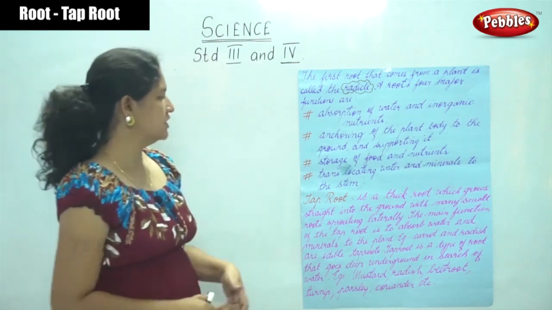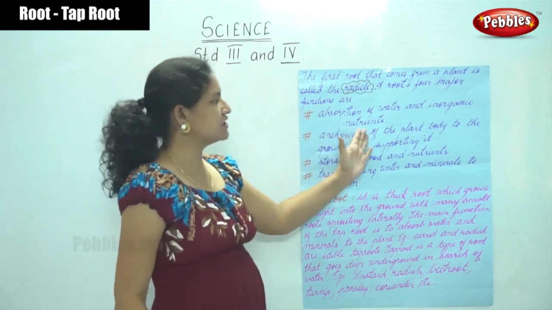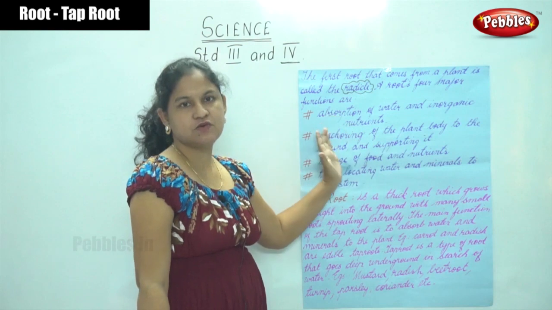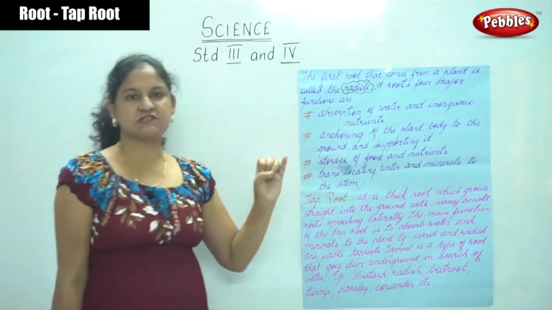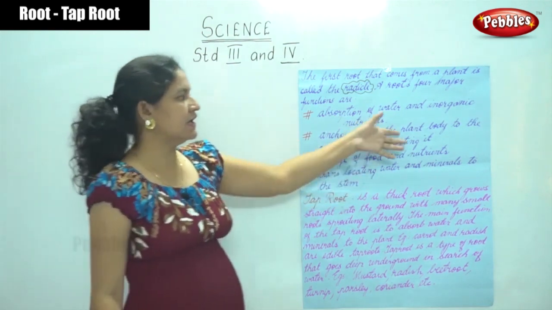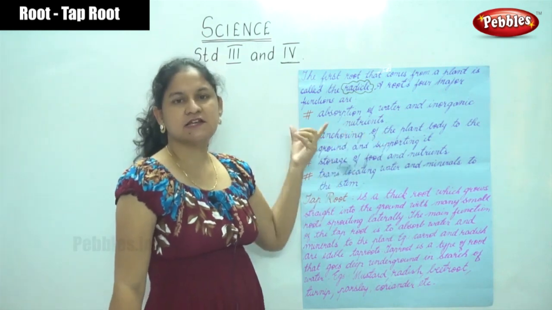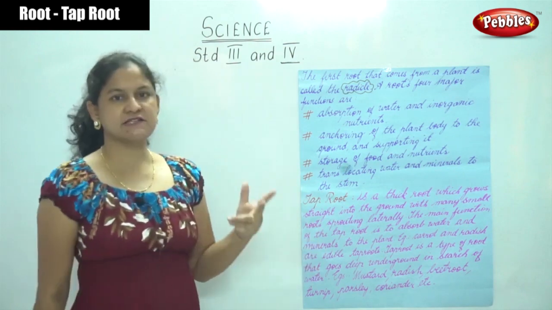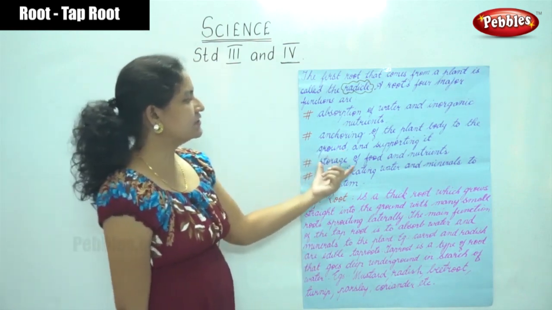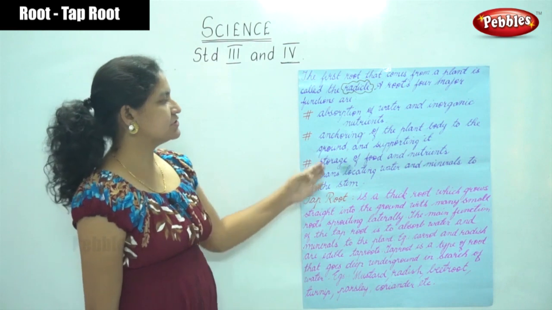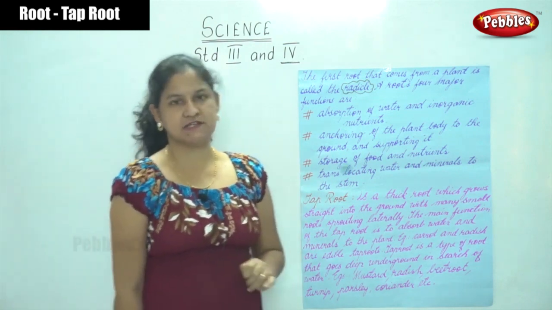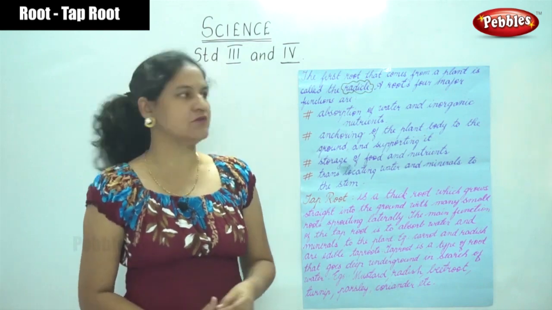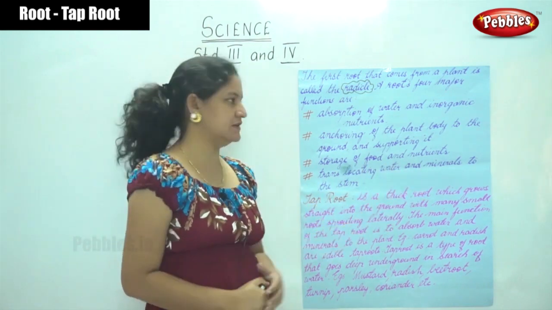A root's four major functions, so we are going to see what the four major functions of a root are. The first is absorption of water and inorganic nutrients that are needed for the healthy growth of a plant. The second important function is anchoring the plant body to the ground and supporting it.